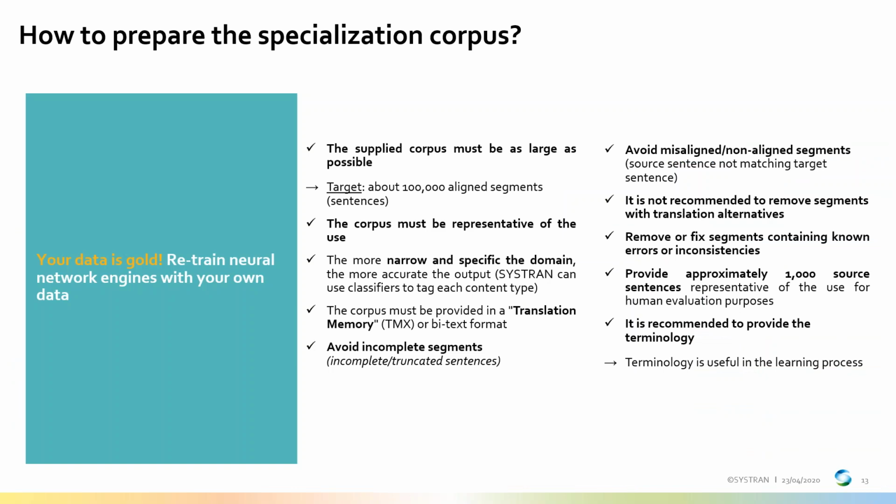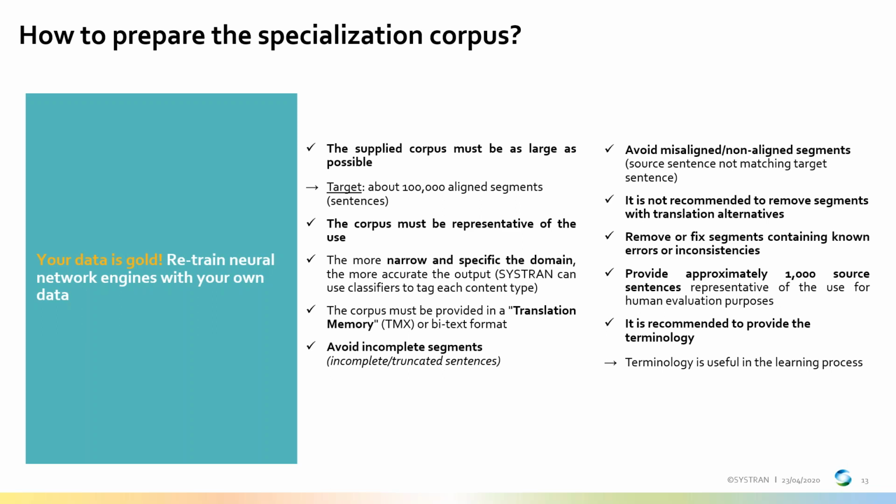How do we prepare the specialization corpus, or what are the recommendations to prepare this corpus? So first, the supplied corpus must be as large as possible. The more data there is, the more robust the model, so the engine, will be. As a target, we often tell our customers that the ideal volume should be around 100,000 aligned segments, so aligned sentences. We don't necessarily always get this volume, but we can talk about this in the Q&A session if you have any precise worries or questions around this.